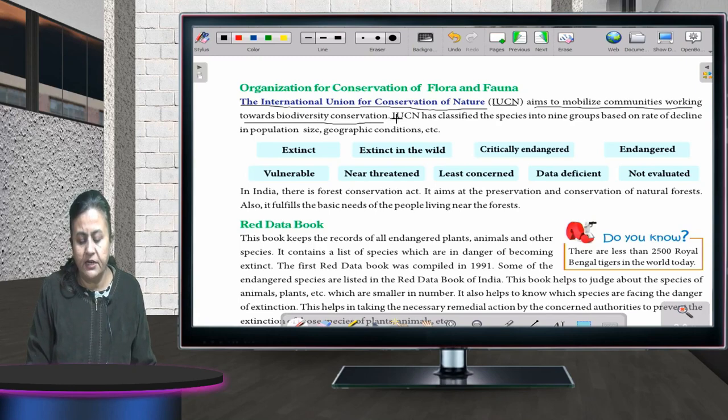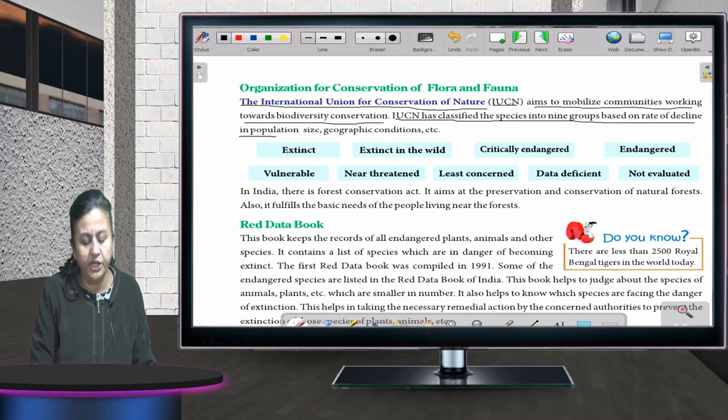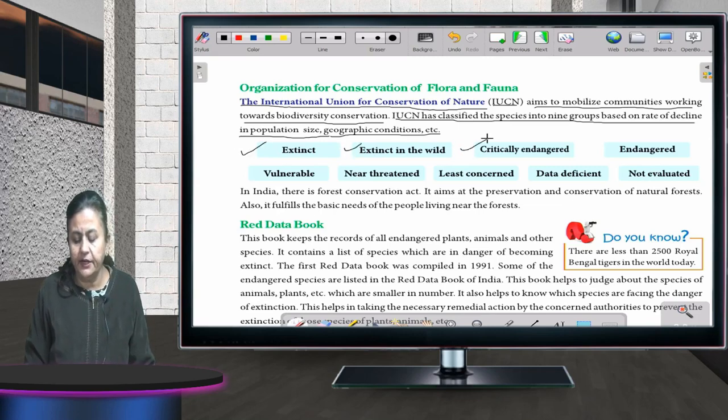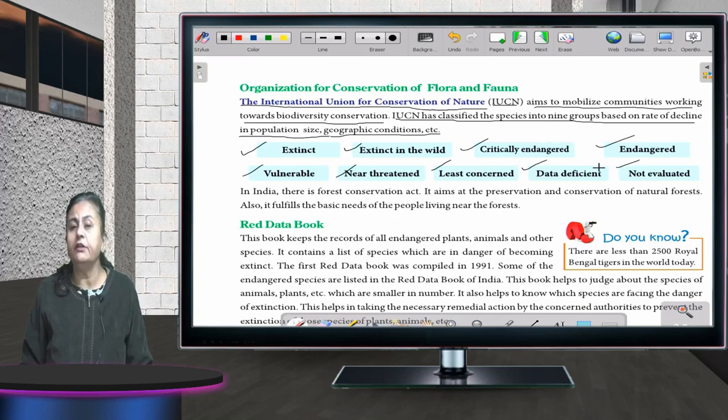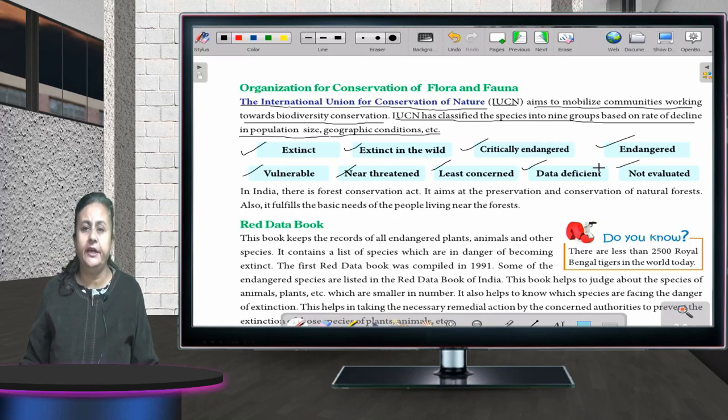The International Union for Conservation of Nature has classified the species into 9 groups based on the rate of decline in population, size, geographic conditions, etc. First is extinct, extinct in the wild, critically endangered, endangered, vulnerable, near threatened, least concern, data deficient, and not evaluated. Now, what is Red Data Book?